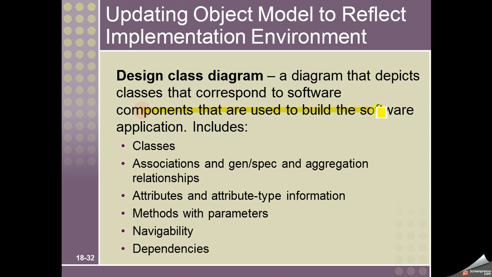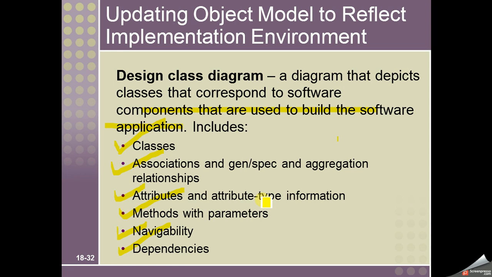What does it include? It includes the classes, just like in analysis use case, association and generalization, specification or aggregation relationships you have also studied in SAD1. Attributes and attributes type information you have also studied in SAD1. Methods with parameters, okay. Navigability, dependency, and we have not put it here, but also the public, private, the access type of all the methods and the variables in the class, right?